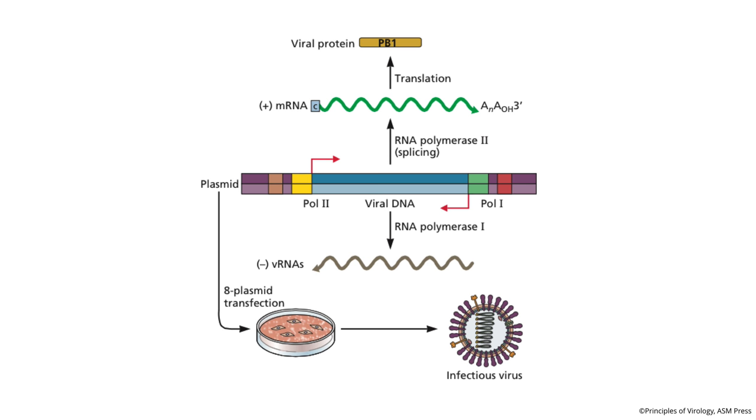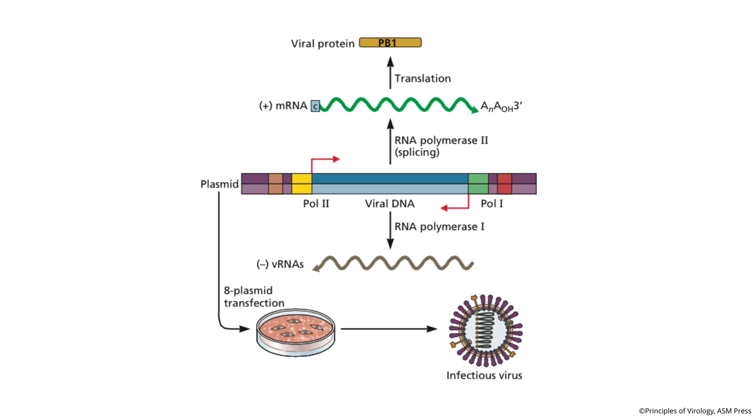You put those 8 plasmids into a cell. You get plus and minus strands made. The plus strands, of course, are the messenger RNAs. The minus strands are the genomes. And out comes infectious virus. So this is just another example of how you can make virus from a DNA copy of the genome.